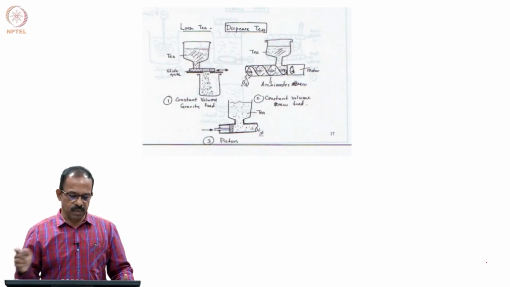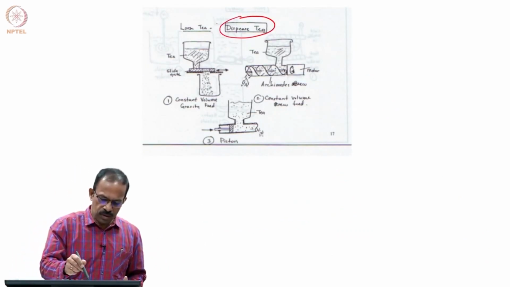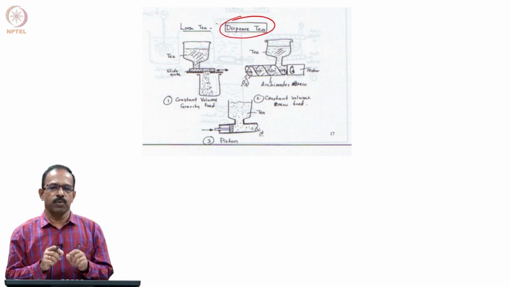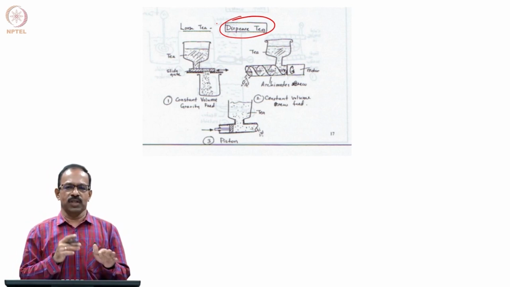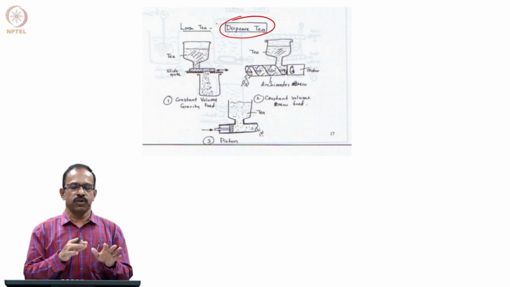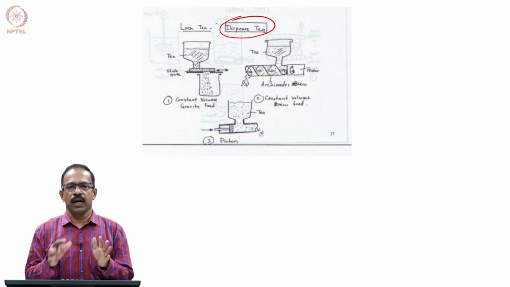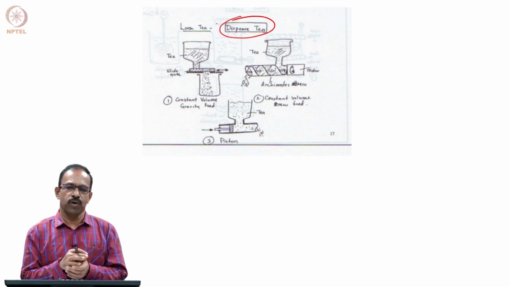So, look at this: dispense tea. You want to dispense a fixed amount of tea leaves to make the tea. Depending on the number of cups of tea required, you need a fixed amount of tea leaves to be dispensed. So, what are the ideas that we can have in order to do this?